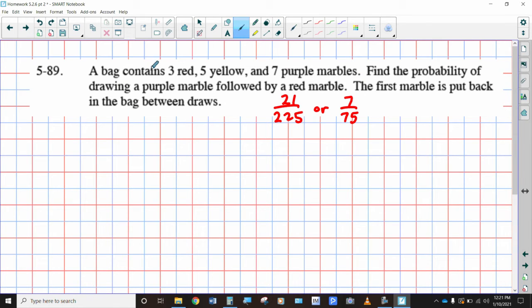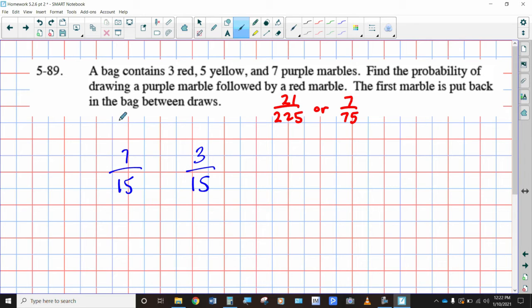All right, what do we have here? A bag contains 3 red, 5 yellow, and 7 purple marbles. That's a total of 15 marbles. Find the probability of drawing a purple marble followed by a red marble. Okay, so the purple is 7 out of 15. And the red would be 3 out of 15.